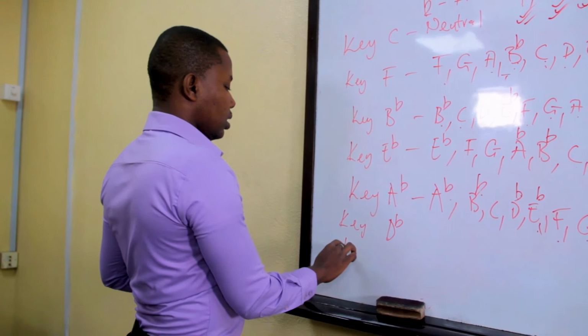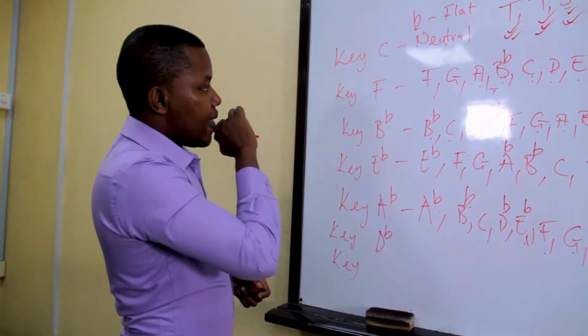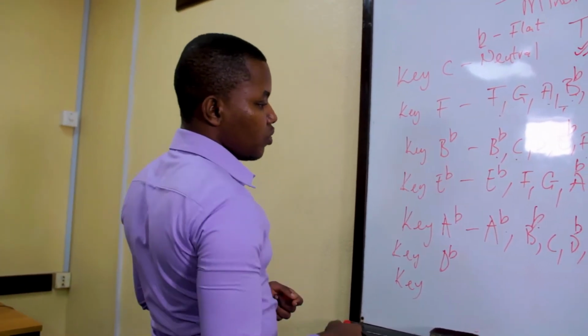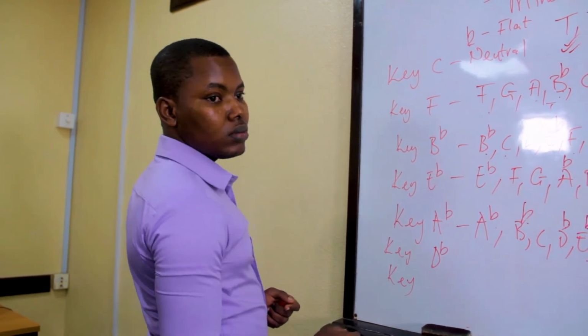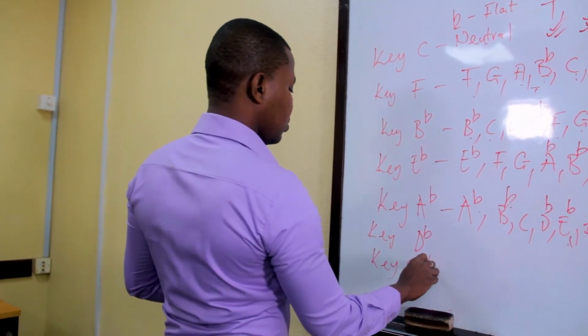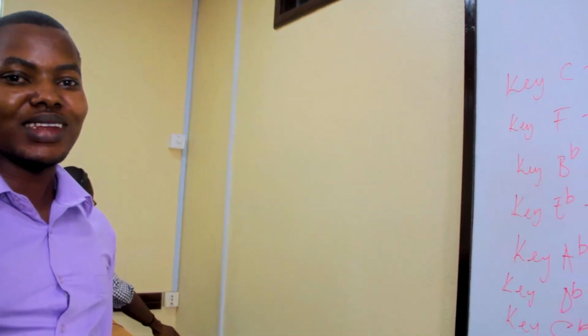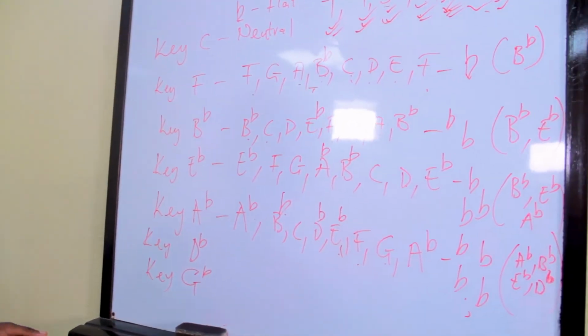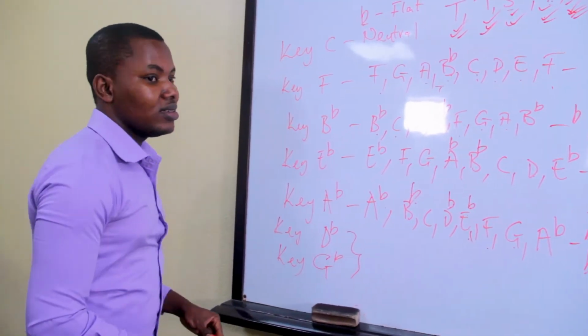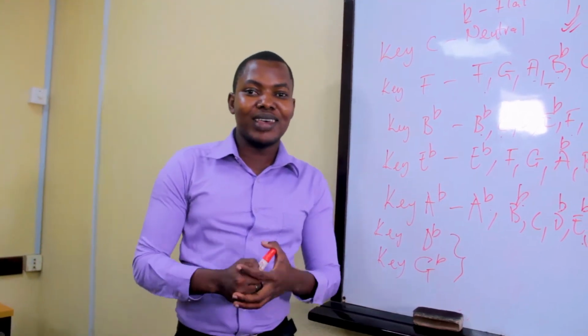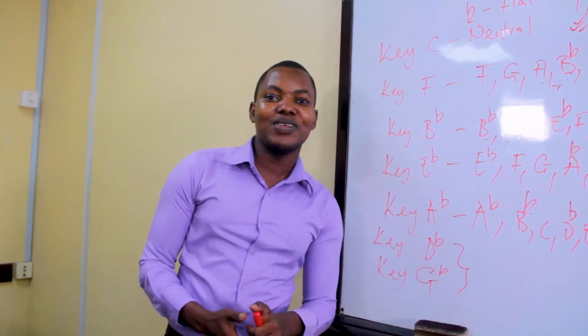The other one is key. Have we done G? Nope, G flat. So your assignment is key D flat and key G flat. Can you do it? Yes, they can do it. So this is the assignment for next week. This brings us to the end of this week's lesson. See you same time next week.